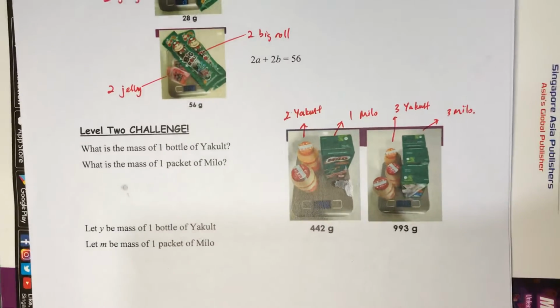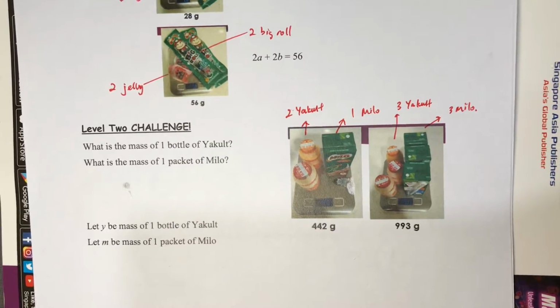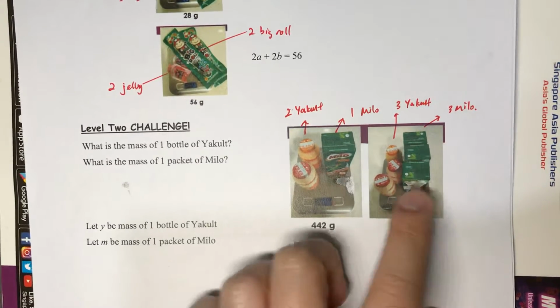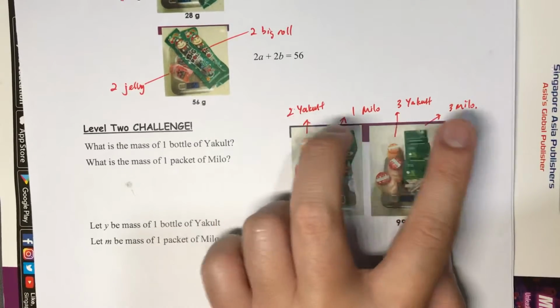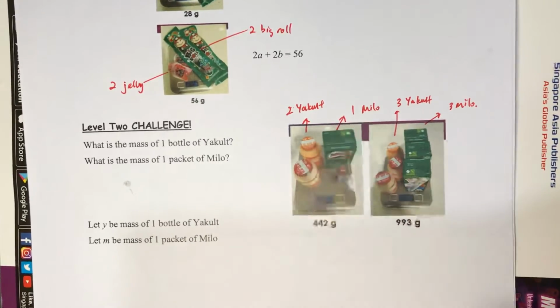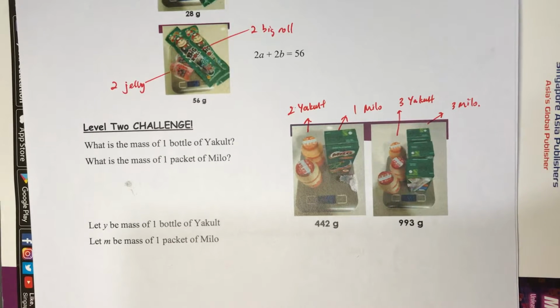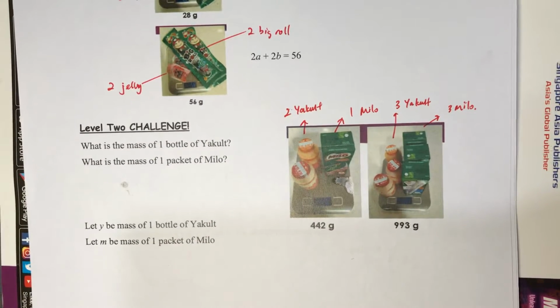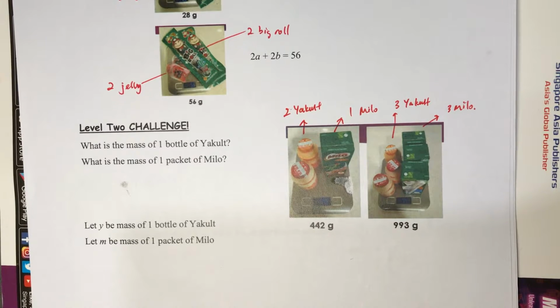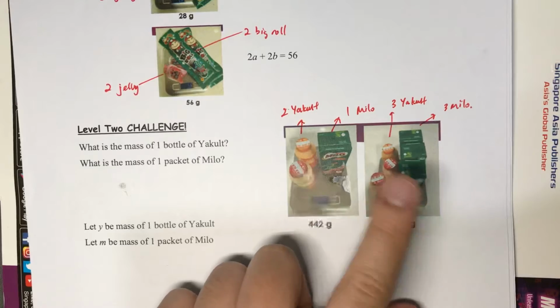Alright, so unlike the previous one, it is not straightforward to add or minus, correct? If we were to take away, 3 Yakult take away 2, we have 1 Yakult left. 3 Milo take away 1 Milo, we have 2 Milo left. So actually we have 2 things left, the Yakult left and the Milo left. So actually we didn't eliminate anything. So what we do instead is we try to make this to be the same as this.